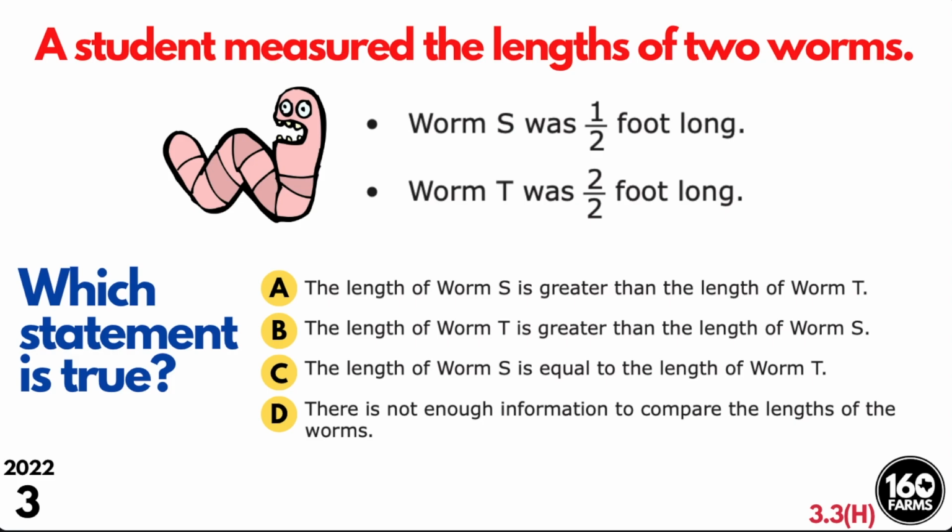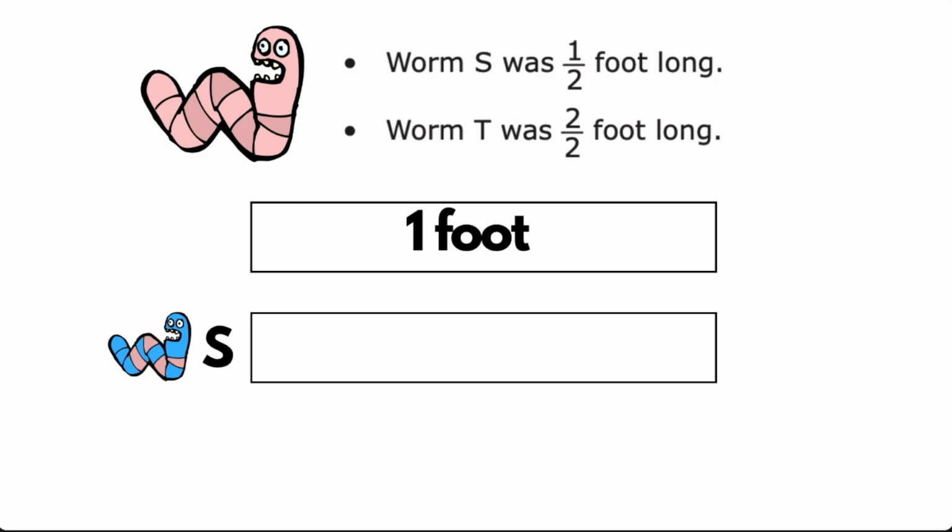So let's look at some visuals and create some visuals. So let's go ahead and look at a bar graph here. We're going to take this rectangle and call this rectangle 1 foot. And then we're going to create another diagram with our bars to compare these worms to see which of these are right. So let's go with worm S.